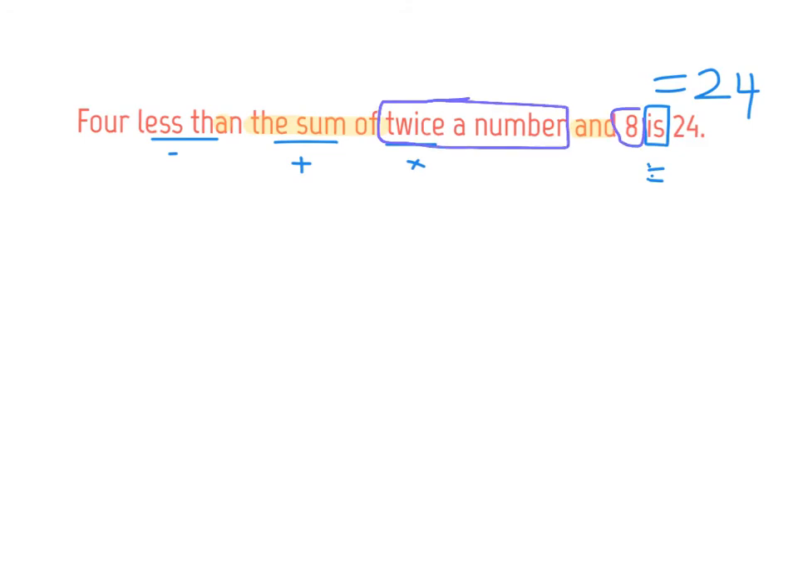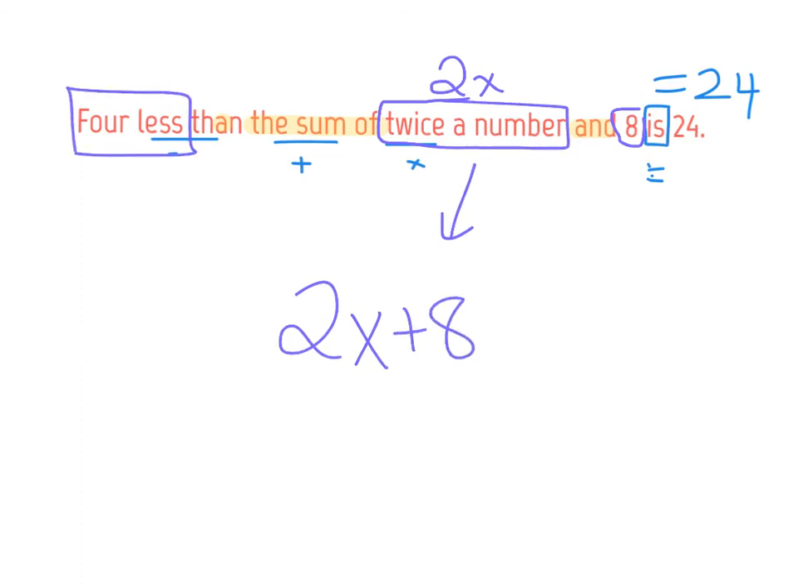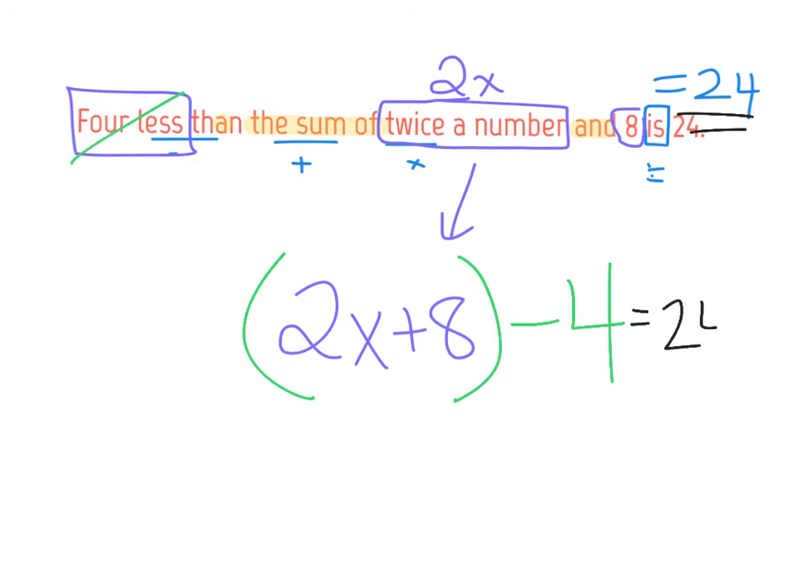Right? So the sum of twice a number and 8. Well, twice a number just means 2 times a number, and we can use x for our number. So let's bring this down here. We've got twice a number, and we want the sum of that and 8. Okay, and then we want 4 less than that amount. So 4 less than 2x plus 8. Well, I need to go ahead and make sure I put that in parentheses and then take 4 off of that number, okay? And then all of that is equal to 24.